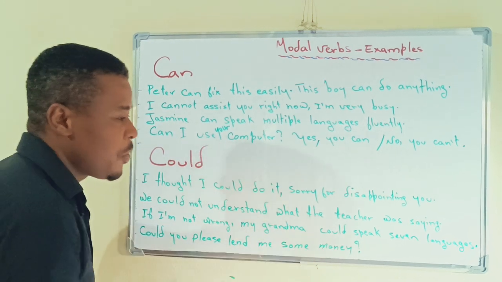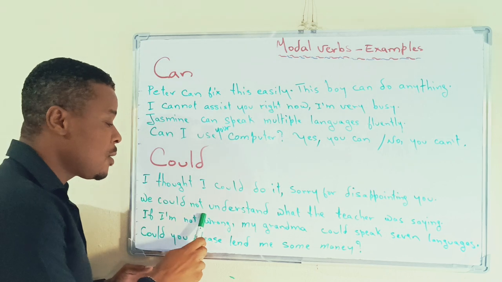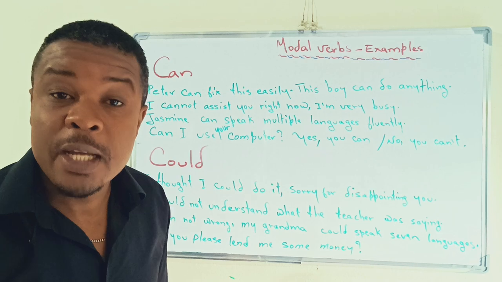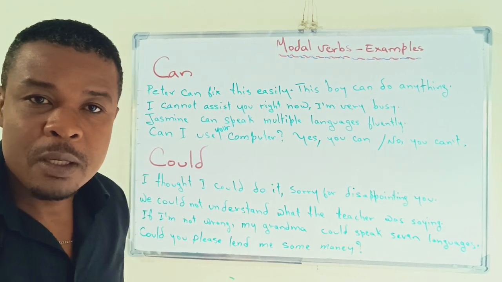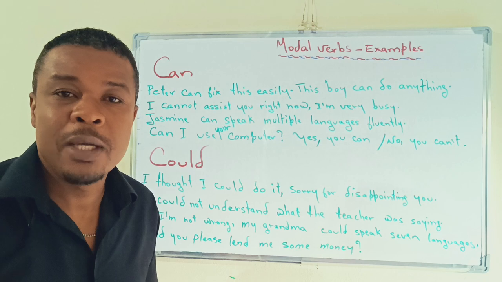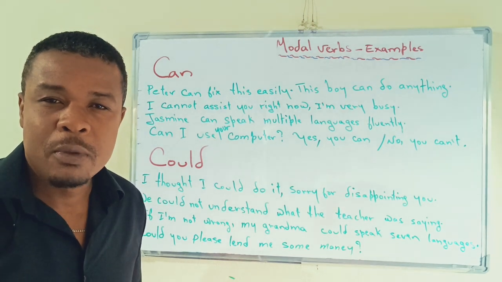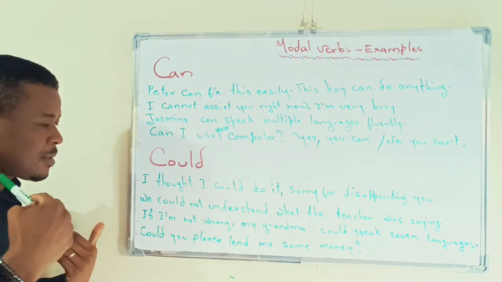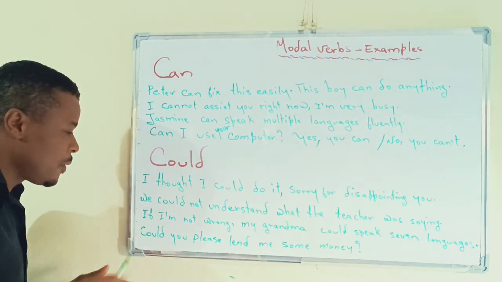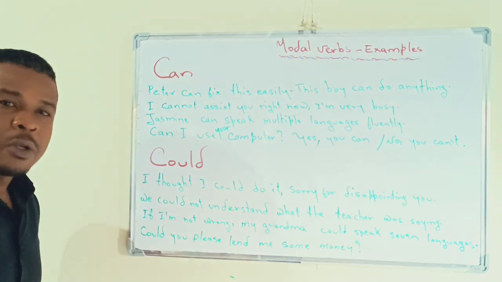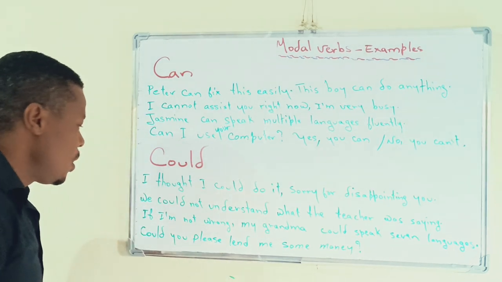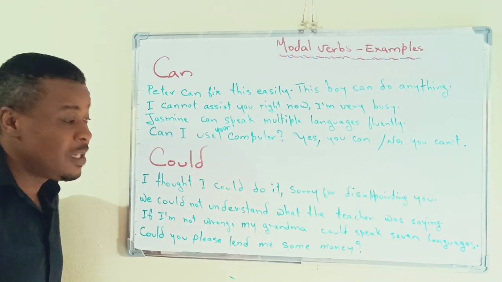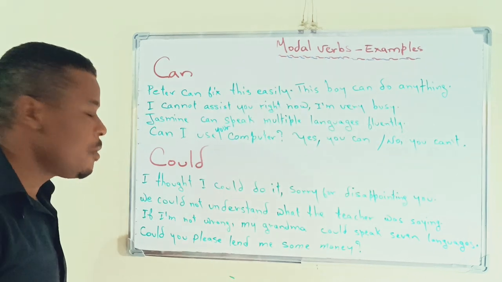We could not understand what the teacher was saying. O sea, no pudimos entender lo que el profesor estaba diciendo, ¿eh? You see? O sea, talking about a past possibility or whatever, something that we couldn't do. All right, that couldn't happen, for example. Que no pudo pasar. Que no pudo suceder. Quizás debió suceder, pero no pudo. All right, let's go with the next example.